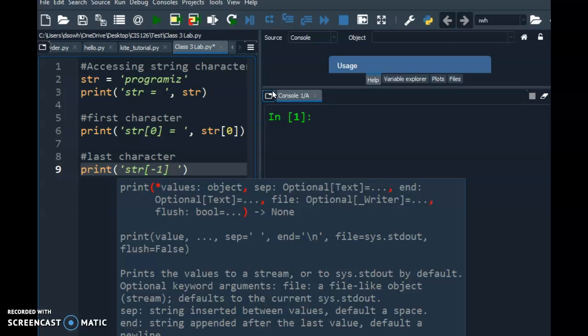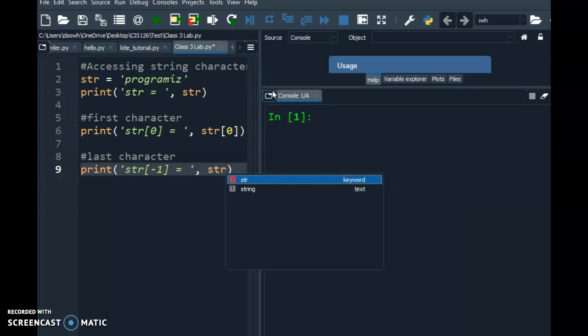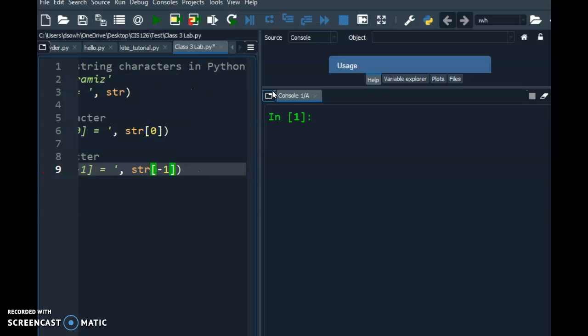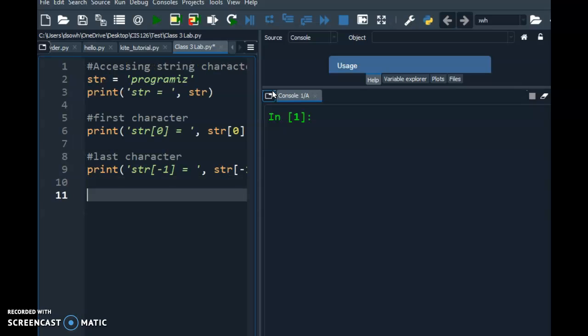And space and equal and space. Okay. Comma space str bracket -1 bracket. Okay, enter twice. Slashing.